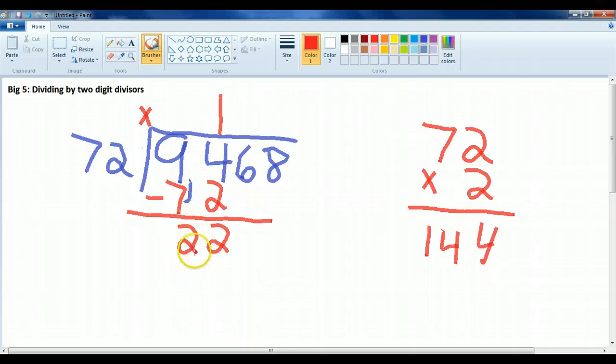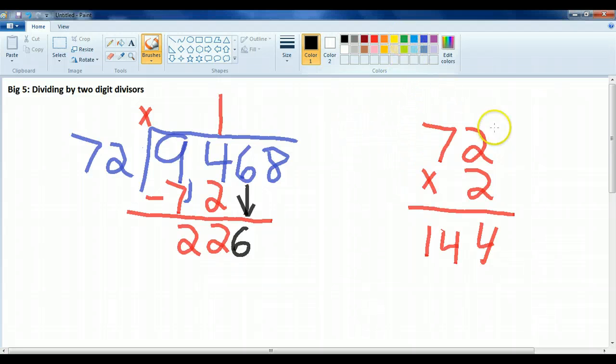So I get 22. Now here's where I see some kids make a mistake. Now they think how many 72s go into 22, but that's not true, because think back to long division. Our long division rule says whenever we subtract, we bring down. So don't forget to bring down that 6. All right, now I'm ready to go. Now I'm ready to start over. So my next question is, how many 72s are in 226? Again, I have no idea. But I do have this one problem over there that's telling me 2 might be too small. So I'm going to try 3.